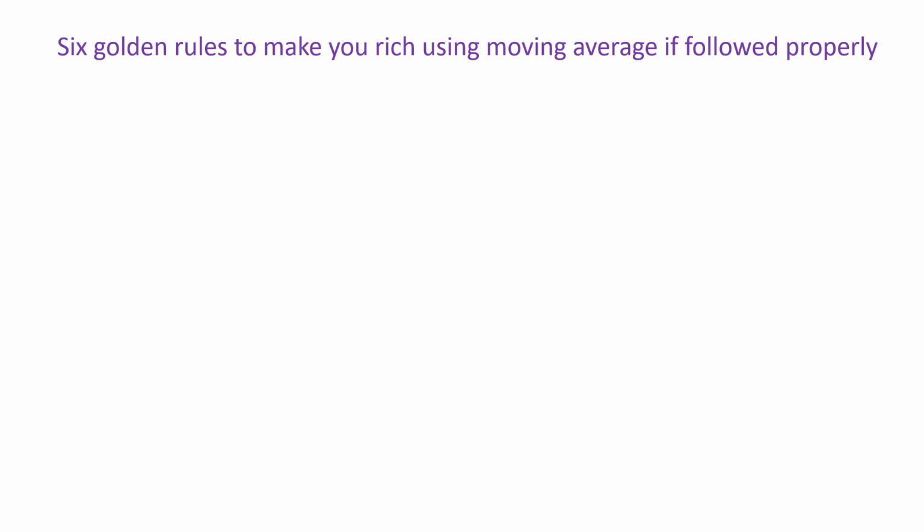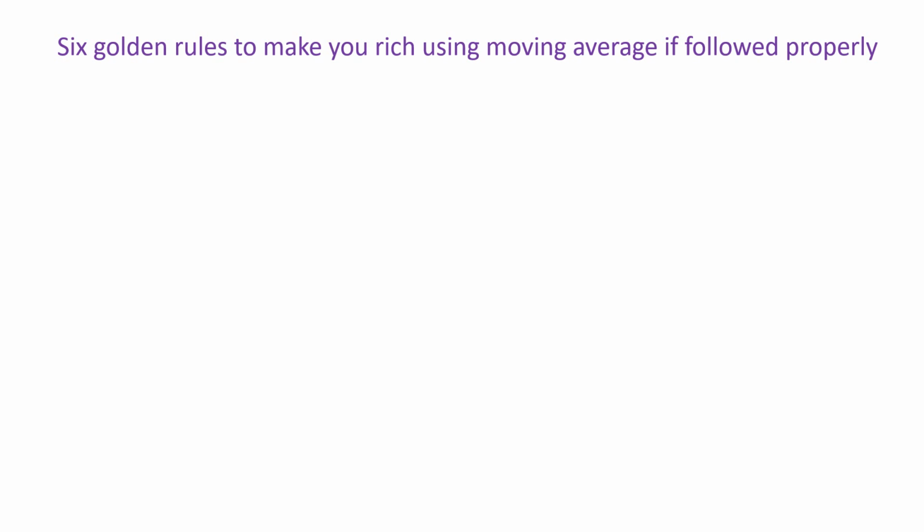6 golden rules to make you rich using moving average if followed properly. Many students ask me about which indicator I rely on the most. I certainly said, based on my past experience, I trust moving average the most without any doubt, because it is one of the most versatile trend following trading indicators I've ever seen so far, and it can be used in many different ways. It is good to know that moving average is used to identify the trend and identify the area of value, which is the key aspect of our trading strategy.